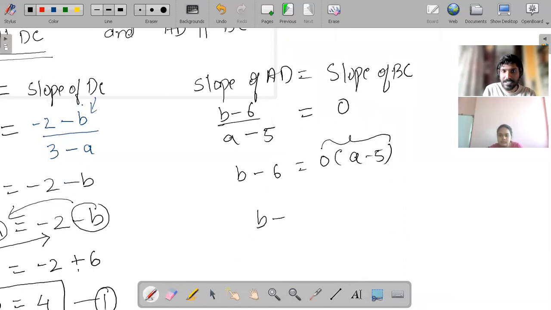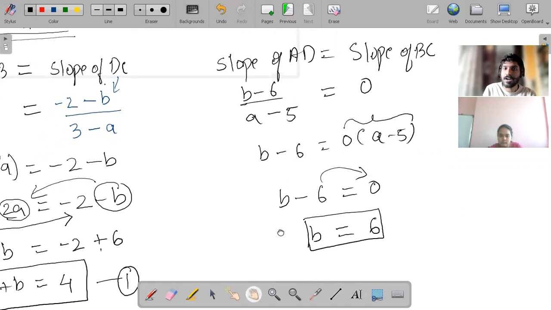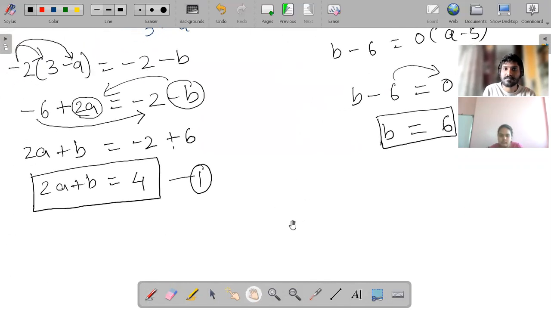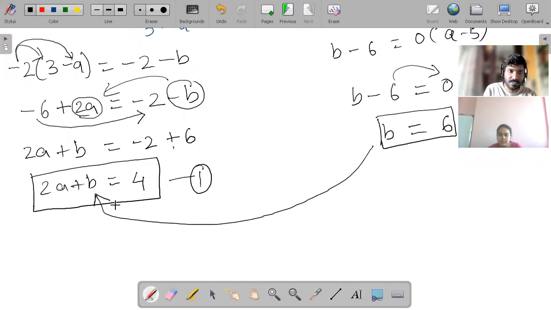So B minus 6 is equal to 0. And you take minus 6 on the other side, so that will become plus 6. So you got a value of B already. Now how will you find out the value of A? You just put it in the other equation, the simultaneous one. You just put it here.